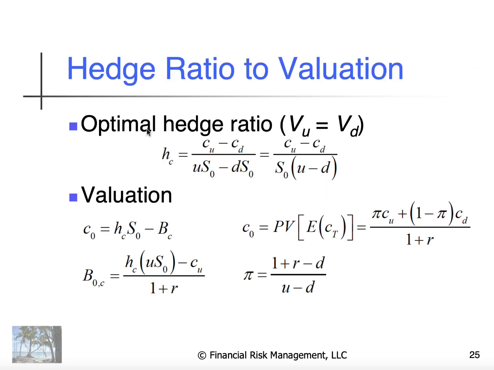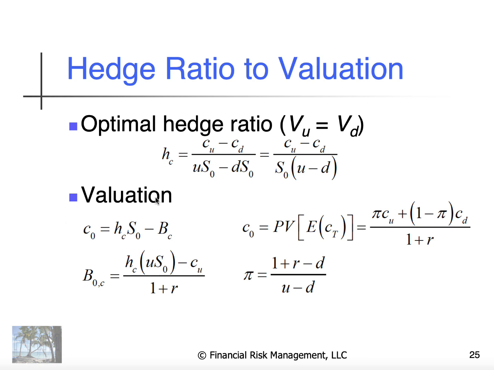And so I can solve for the optimal hedge ratio, which is going to work out to be just the change in the call, the value of the call if up occurs minus the value of the call if down occurs, divided by the change in the stock. So the hedge ratio is simply going to be the change in the call divided by the change in the stock, where this change is taken at the terminal point in time.